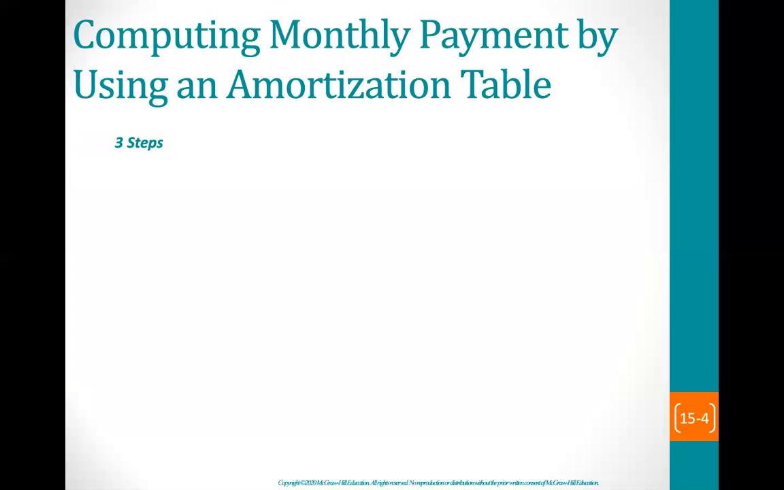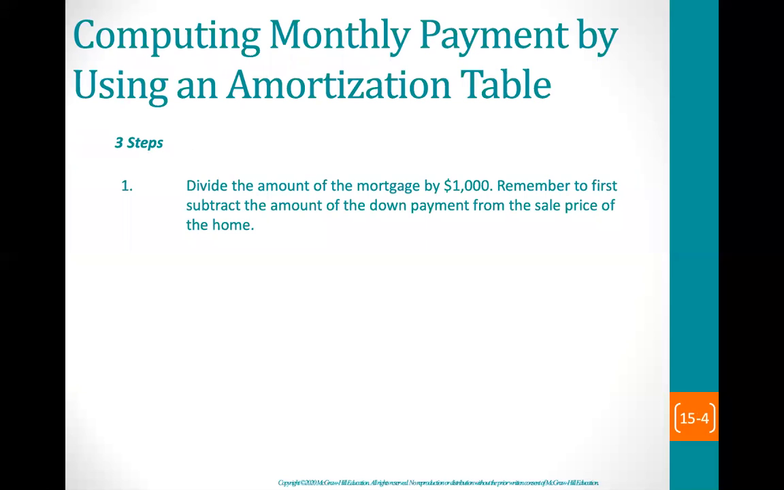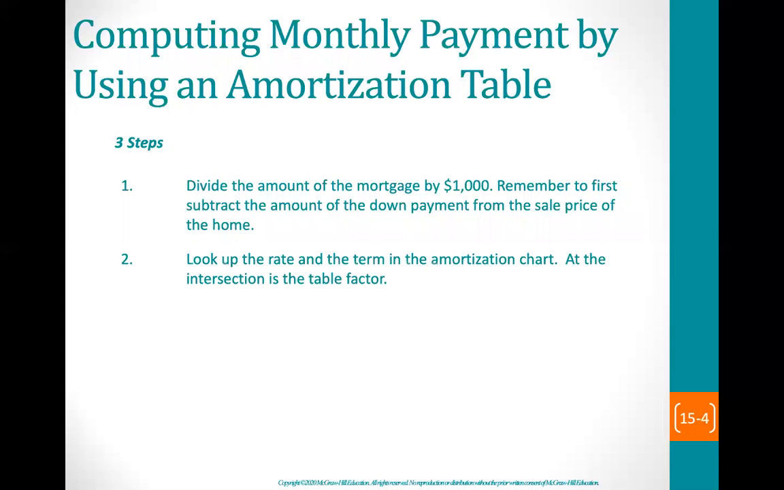So, computing monthly payment using an amortization table. You can calculate the principal and interest of a monthly payment using an amortization table as shown in table 15.1 and using the following steps. This is the same type of amortization table we used in chapter 14 for installment loans. So take the amount of the mortgage and divide by 1,000. Remember, if you put something down, take that away from the sale price. We're only concerned about the amount you financed. Look up the rate and term in the amortization chart. At the intersection, there is a table factor. Multiply the amount in step 1 by the amount in step 2.